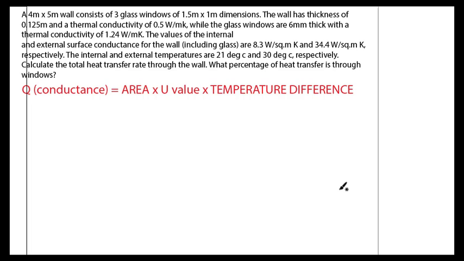So we saw conductance, that is U. And now in this problem we will be solving heat transfer due to conductance. So heat transfer is area into U value into the temperature difference between inside and outside. So this is the heat transfer due to conductance Q. Okay. So let's just read the question. A 4 meter into 5 meter wall consists of 3 glass windows of 1.5 into 1 meter dimensions.